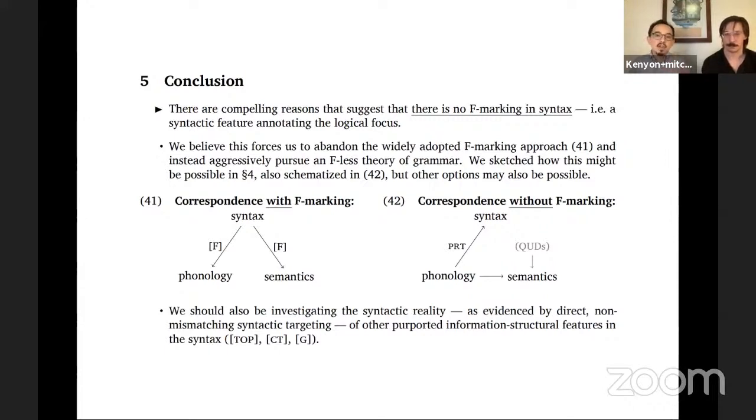In the last section, we tried to sketch the work in progress approach we've been taking, which might be described as a phonology first and interleaved syntax approach. That's schematized in 42, but that might not be the only way that we can rethink the architectural considerations here. Finally, we'll note that today we've really just concentrated on the question of F marking and with some relation to WH, but we should also be asking the same question of syntactic reality as determined by direct non-mismatching reference in the syntax. We should also be turning this lens on other purported information structural features like topic, contrastive topic, givenness, etc. So that's where we are. Thank you very much.